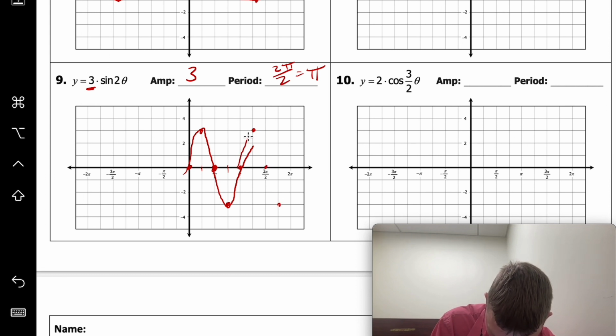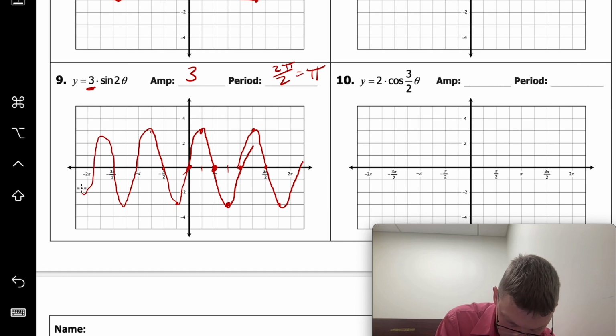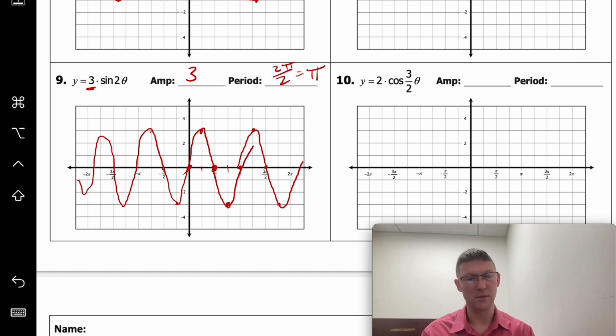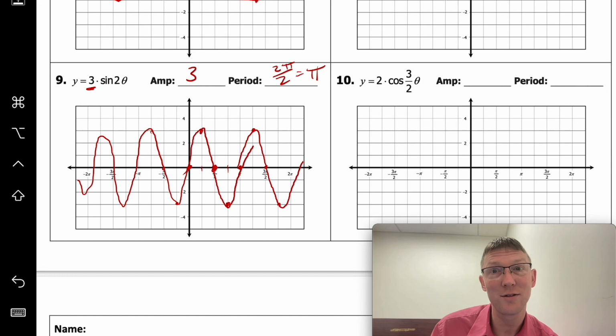We'll add some more points so that I can get a little bit closer. And this is how you graph sine and cosine. I'm just going to make the rest of this up. So there you go. Let's try some tangents.